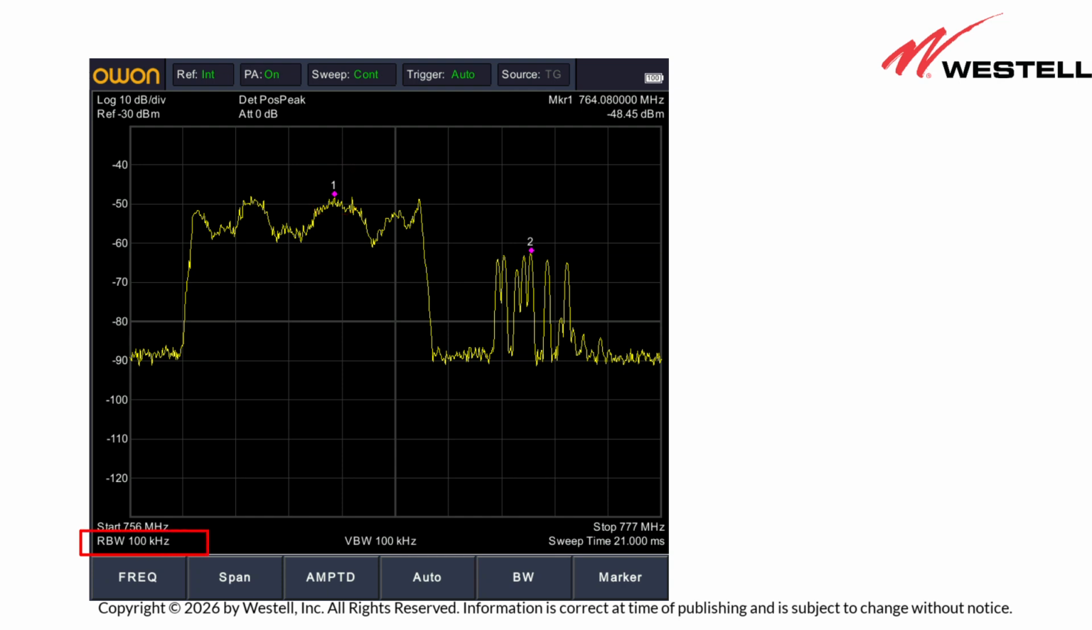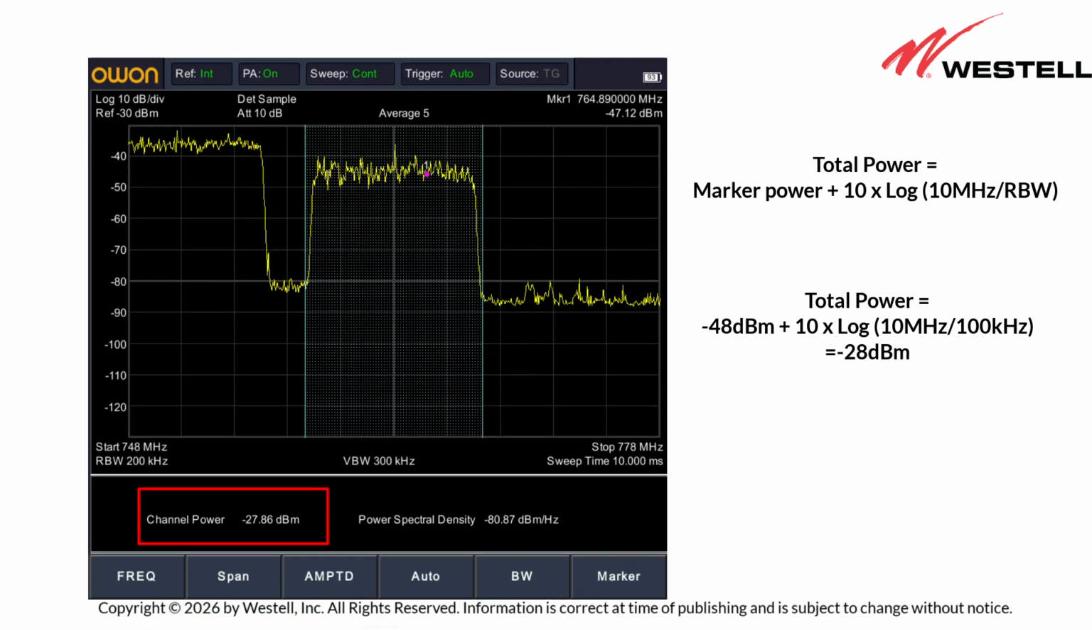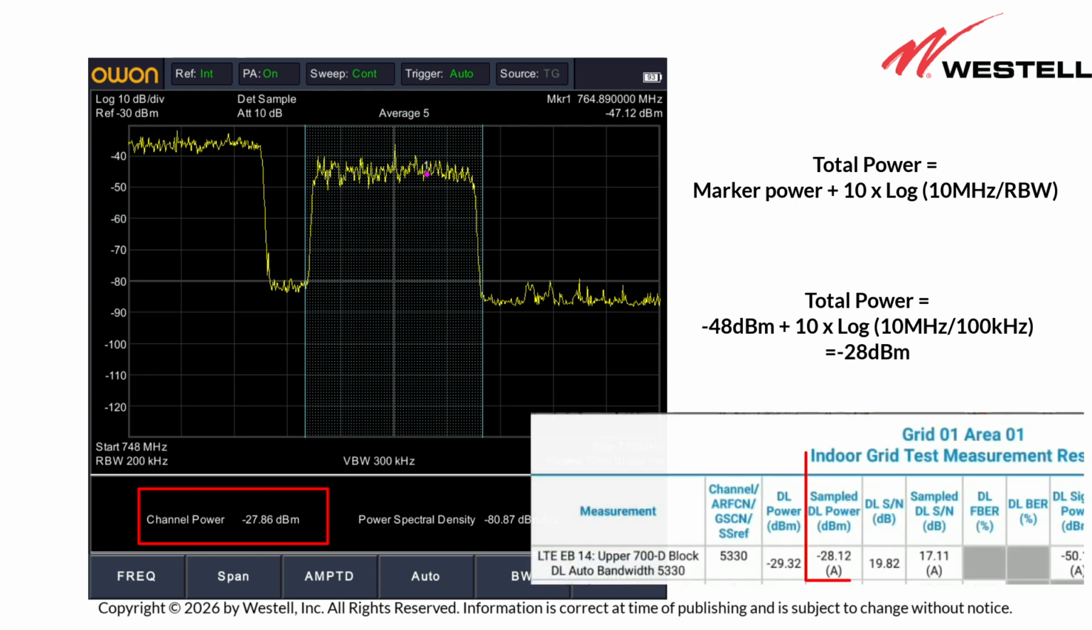To calculate the entire signal's power, use this formula. In this example, the marker power is minus 48 dBm. Minus 48 dBm plus 10 times the log of 10 MHz over 100 kHz reveals the power the BDA will see is minus 28 dBm. If the spectrum analyzer supports an occupied bandwidth measurement, that can be used as well. Here is the same signal as seen on a PCTEL scanner.